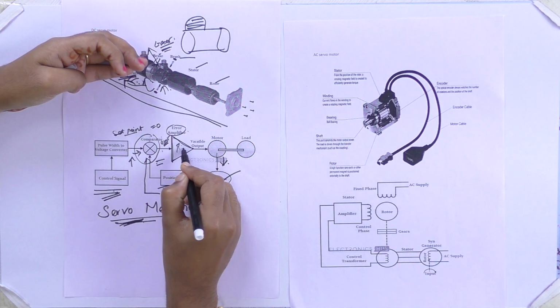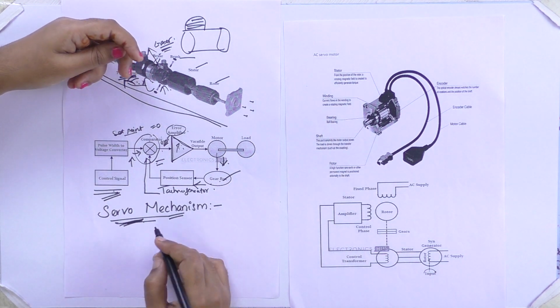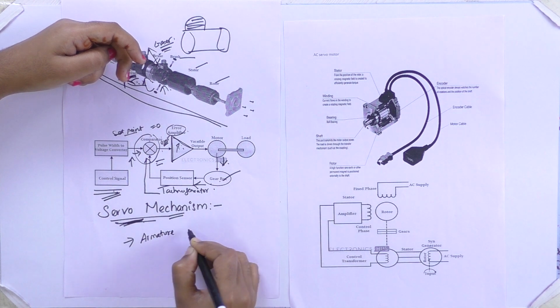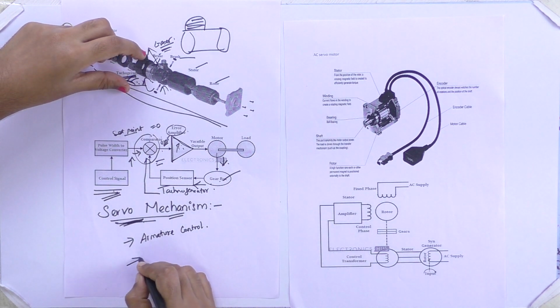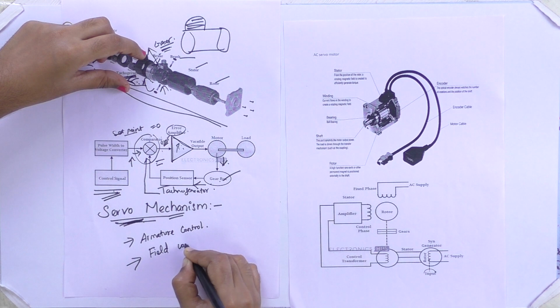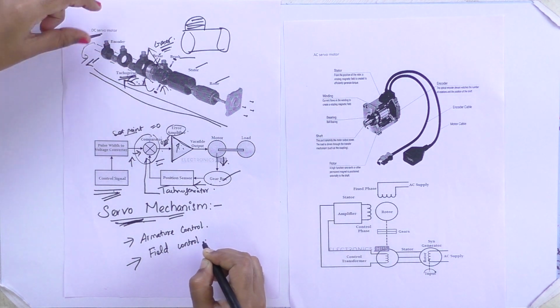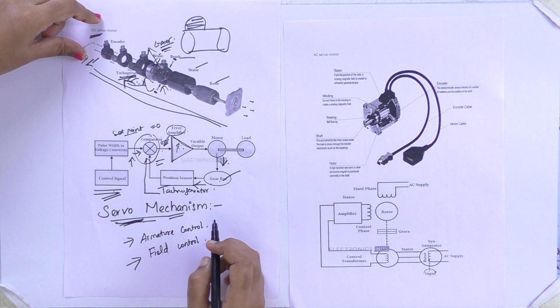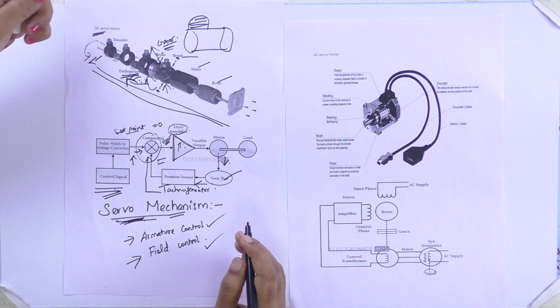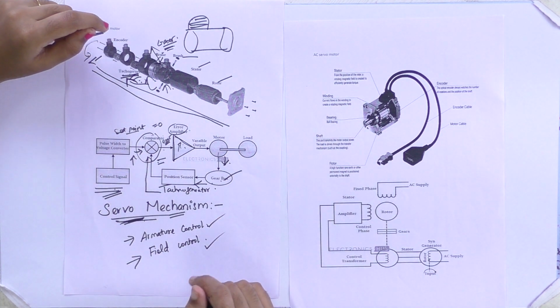Inside the error amplifier, what should be done? It is of two types. Armature control. For controlling the supply voltage to the motor, we will perform armature control and field control. So the DC servo motor is classified into armature control DC servo motor, field control DC servo motor, or DC series control servo motor.